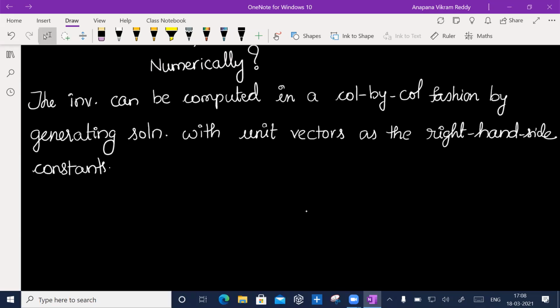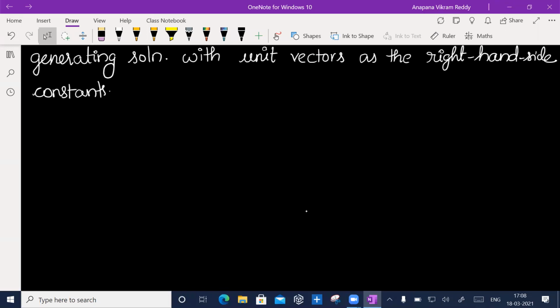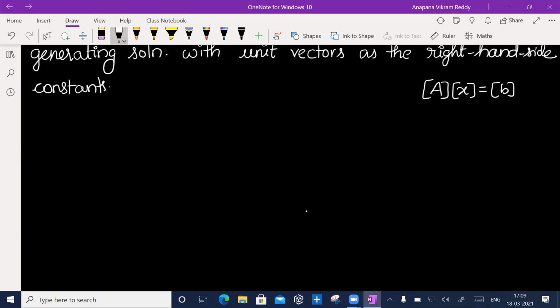You can hear me. Our ultimate goal is we need to find the inverse of a matrix by numerical means. So that can be computed in a column by column fashion by generating solution with unit vectors as the right hand side constants. It may be awkward in the initial run, but it is quite simple to understand. For example, we have one system and we form its matrix form like Ax equal to B.